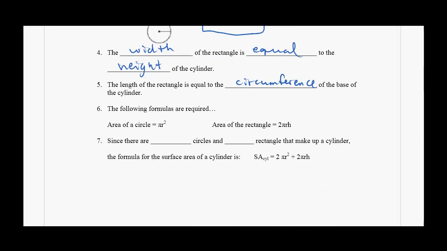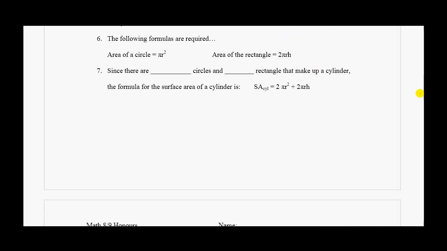The following formulas are required. The area of a circle is pi r squared, r being the radius. Area of the rectangle on the cylinder's net is 2 pi r h, r being radius and h being the height. Since there are two circles and one rectangle that make up a cylinder, the formula for the surface area of a cylinder is surface area equals 2 pi r squared plus 2 pi r h.